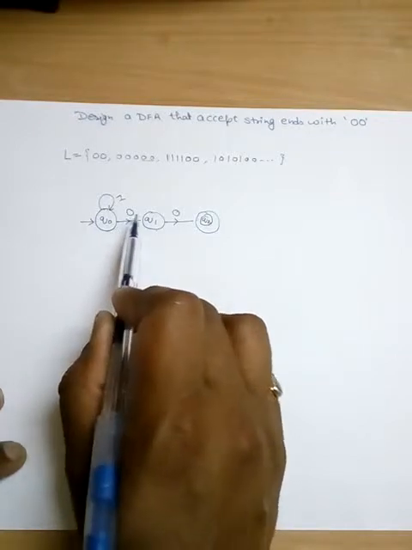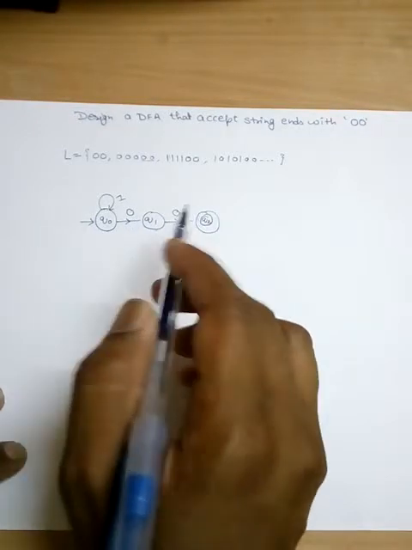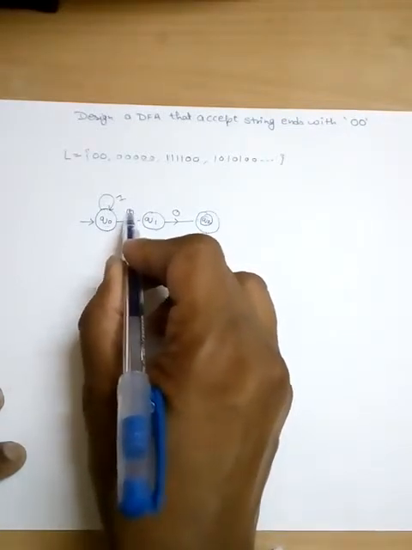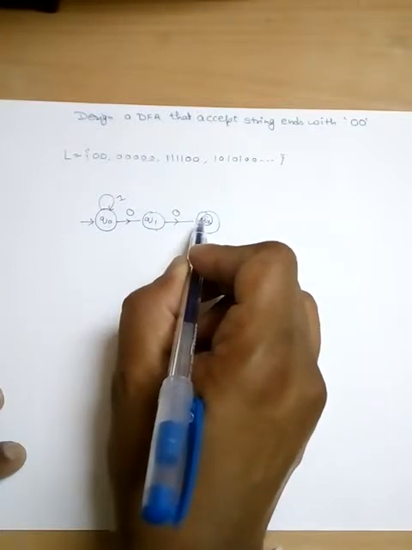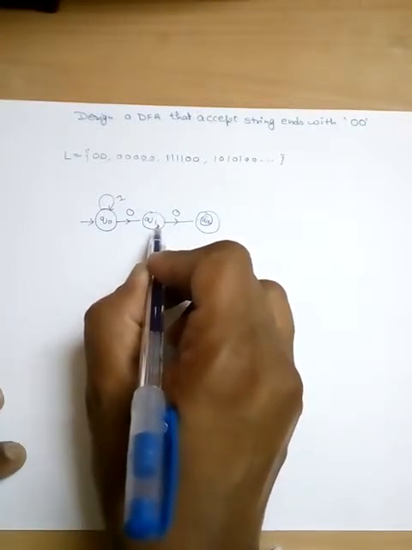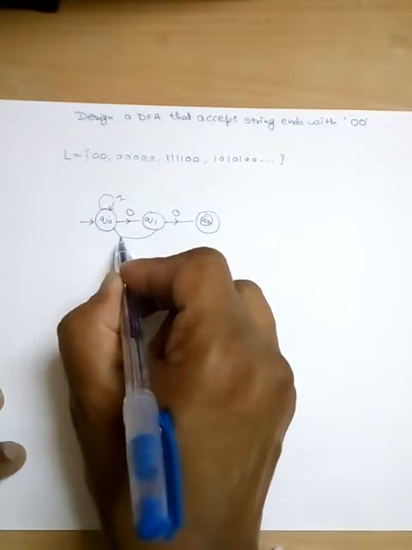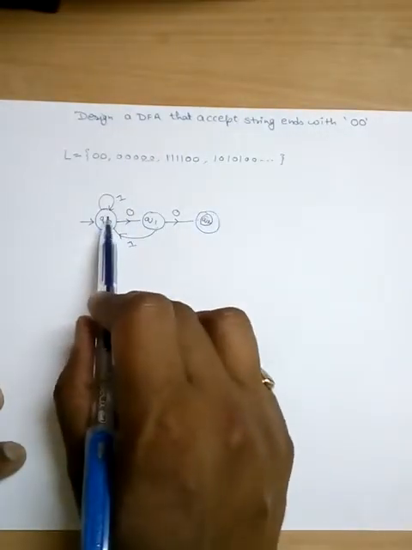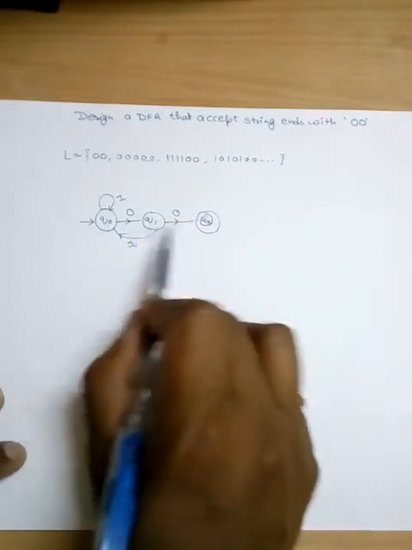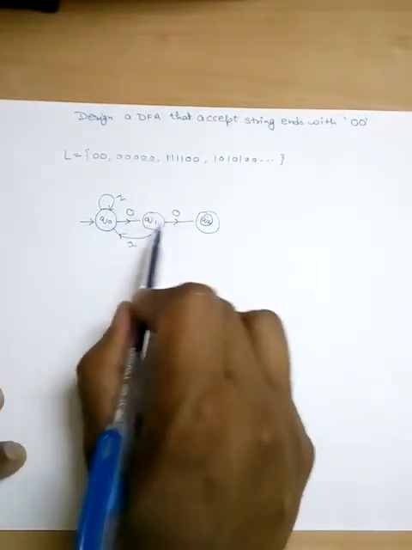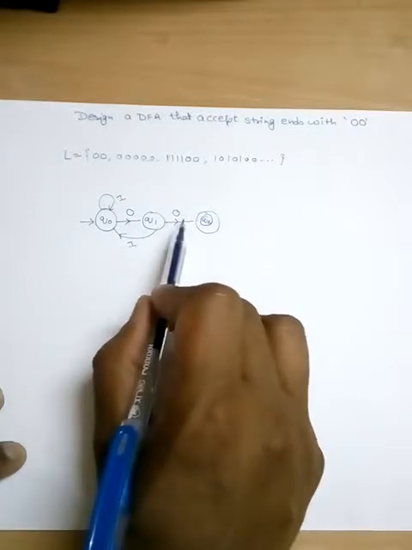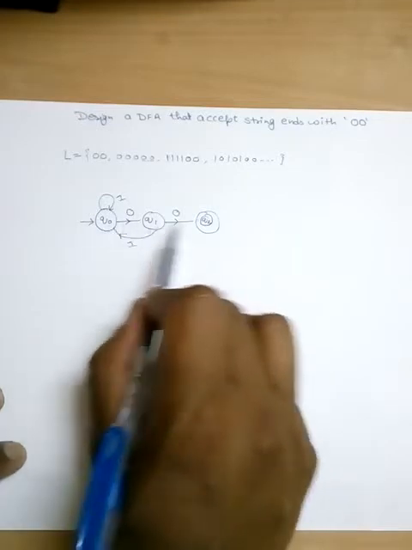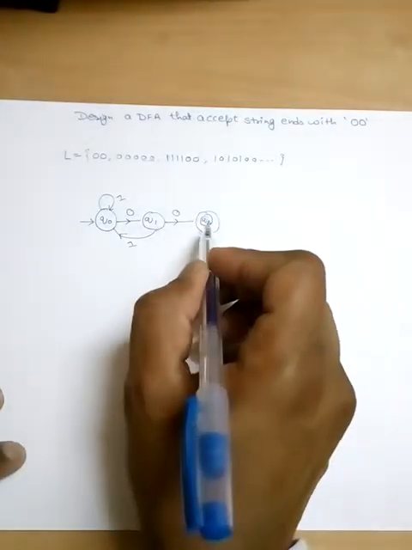So if I get 1 here, then we need minimum 00 to reach the final state. So the Q naught state gives the first 0 and the Q1 state gives the second 0. So if I get 1 here, then the machine will go to the Q naught state, because without this state the machine will not get 00, right? So until we get the 2 zeros in the last symbol and the second last symbol, the machine will not reach the final state.